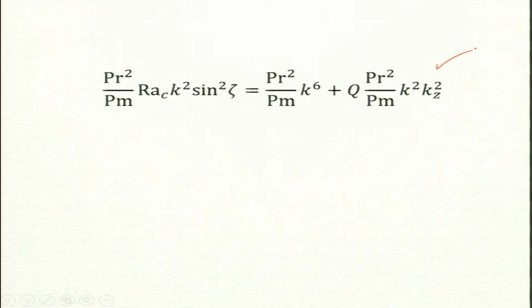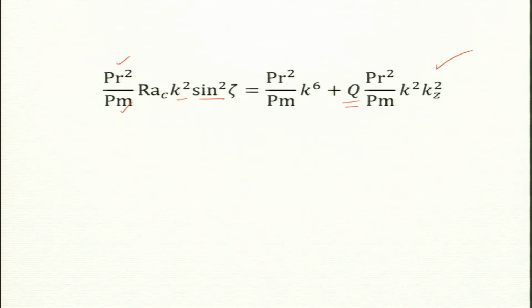Now, we will fix parameters, and my variable will be only the Rayleigh number. I fix the Rayleigh, Prandtl number, Pm, k, and sin zeta is k perpendicular by k, right? Q is also fixed, and the external magnetic field I fixed, so my Q is fixed.